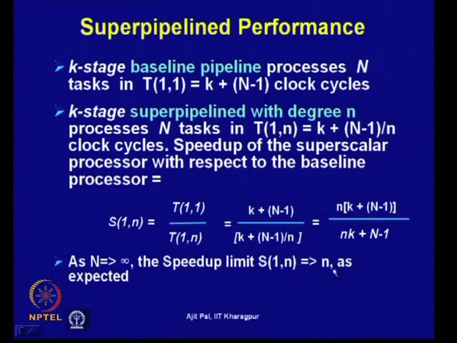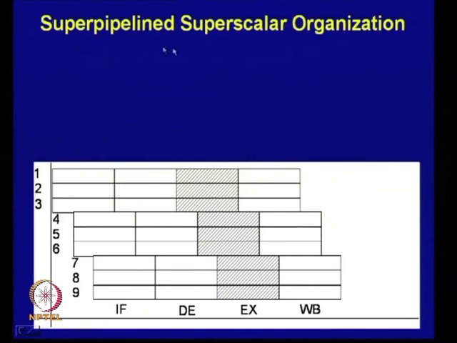So, here we are always considering with respect to the pipeline processor, that is why the speedup limit is n, but that is again the ideal situation. Now, we can extend the idea further, and we can have a super pipeline, superscalar organization. That means we can combine superscalar along with super pipeline, and commercial processors are available for that.